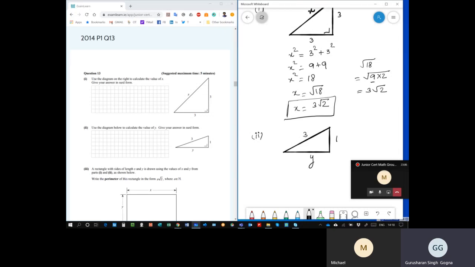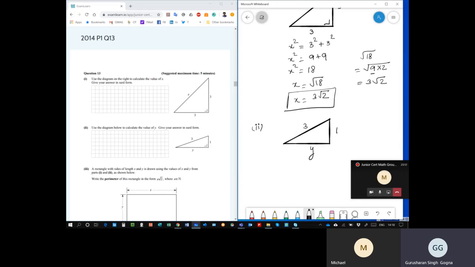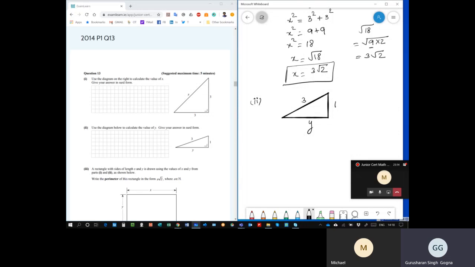Of course, if they say write it in decimal form, and you leave it like root 18, then probably they will deduct marks for that. So it depends on the marking scheme.